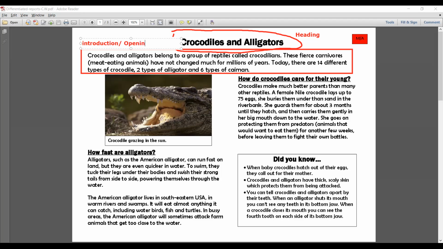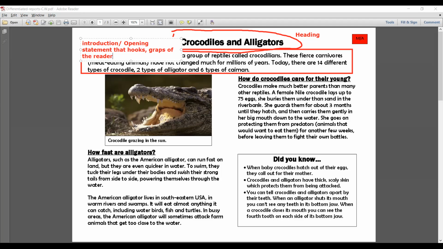I'm just writing an opening statement that hooks, like grabs the attention of the reader, right? So again, I'm not going into any further details. I'm just writing an introduction, a very, very general comment. You can just say crocodiles and alligators belong to a group of reptiles, and that's it. You can just write one sentence as a hook.